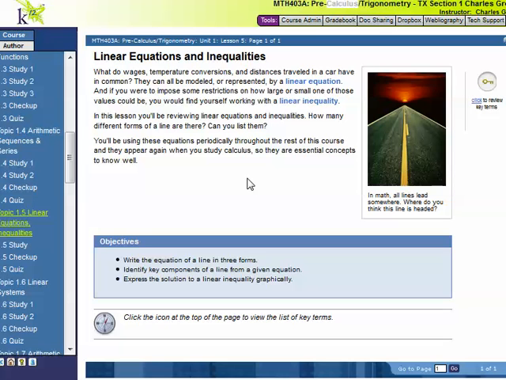By the way, all this is in the study, so make certain you read these studies and do all the activities in them, and then do the checkup and the quiz as directed.